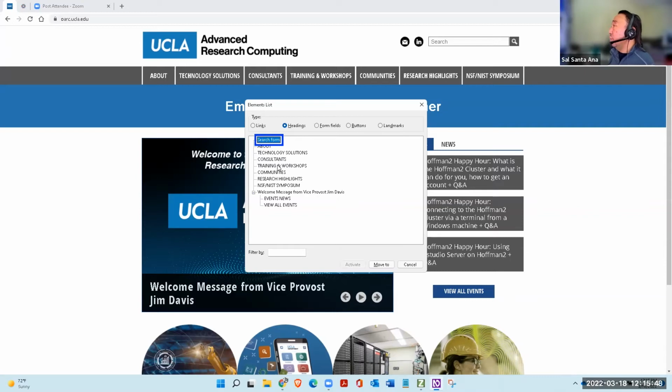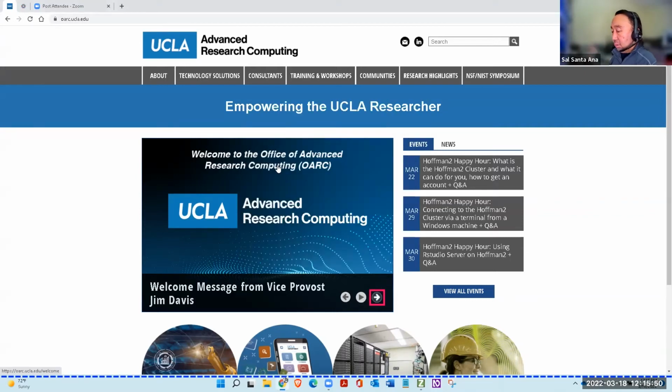So now I'm going to close this. Office of, check if the page has a heading level 1. No previous heading at level 1. Welcome message from Vice Provost Jim Davis heading level, link to everyone. NVDA is free for people. No previous heading at level 1. So there's no heading level 1 on this page.